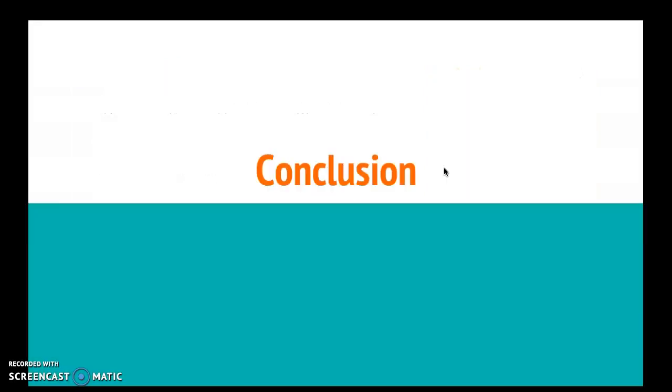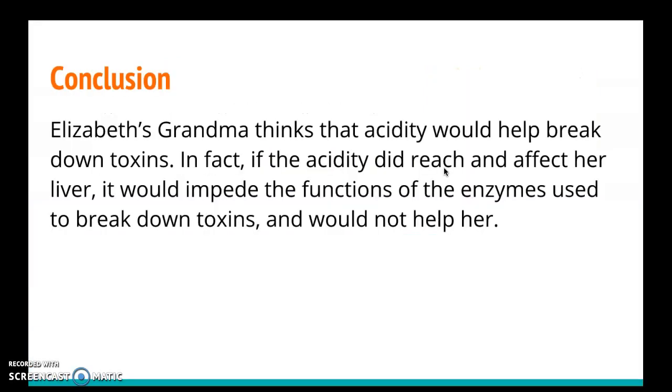Conclusion. Elizabeth's grandma thinks that acidity would help break down toxins. In fact, if the acidity did reach and affect her liver, it would impede the functions of the enzymes used to break down toxins and would not help her.